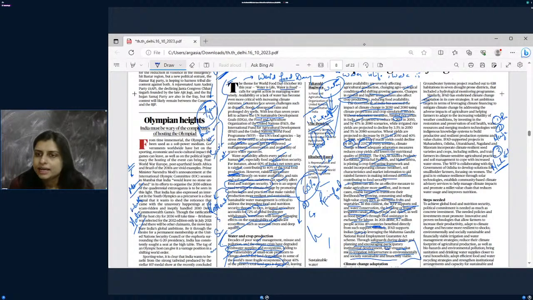Similarly, IFAD has enshrined climate change adaptation in its core strategies. That means what have they been targeting is their ambitious targets. Also keep in note what core strategies. And what are those core strategies? That is leveraging climate financing to mitigate climate change by addressing adverse impact of agriculture and helping farmers to adapt to the increased volatility of weather condition by investing in the restoration, preservation of soil health, water resources, merging modern technologies with indigenous knowledge systems to build productive and resilient production.